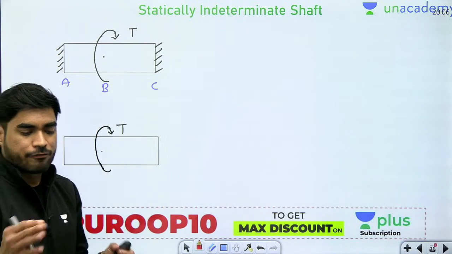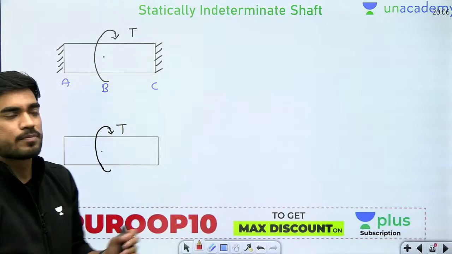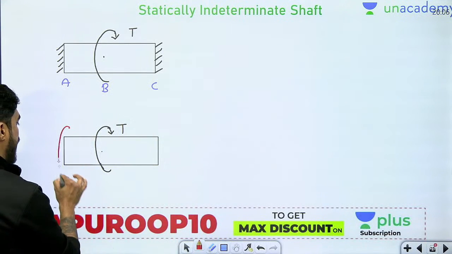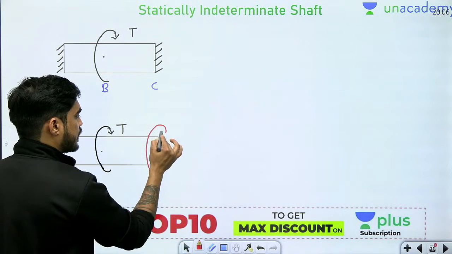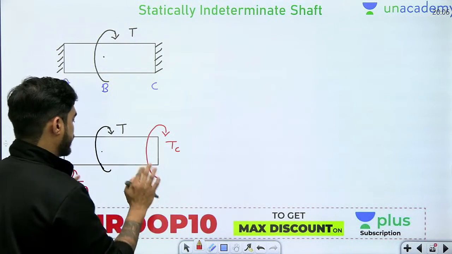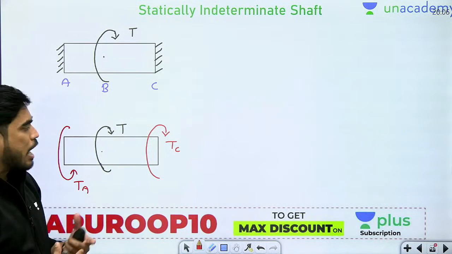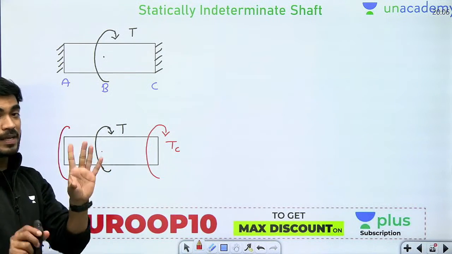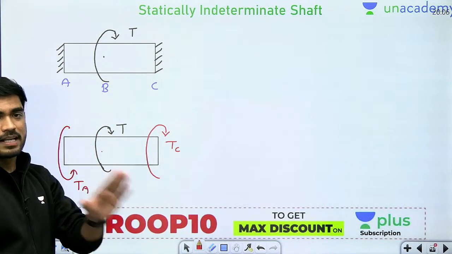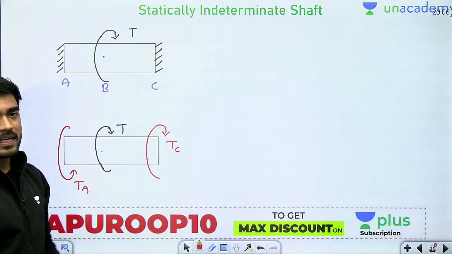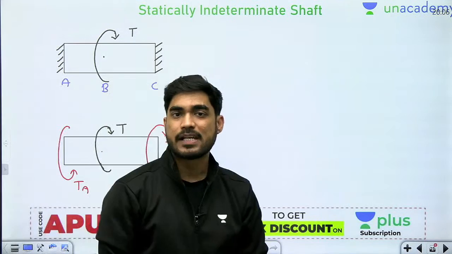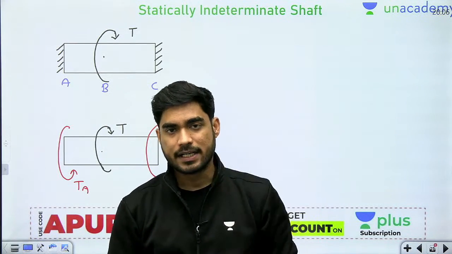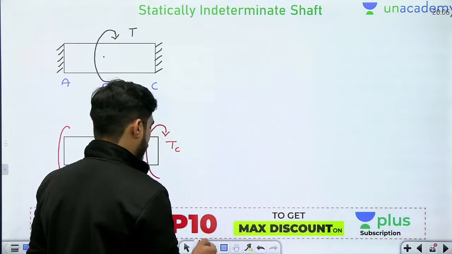So what do we do? If we don't know the direction of reaction, we assume some direction. So let's assume that the torque at A is acting like this and the torque at C is acting like this. This is just our assumption. So how many unknowns do we have? T will be given. So let's say T is known. So how many unknowns do we have? 2, TA and TC. And how many equilibrium equations do we have? 1. Equilibrium equation हमारे पास एक ही है.